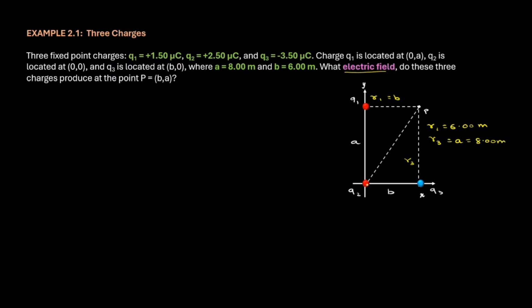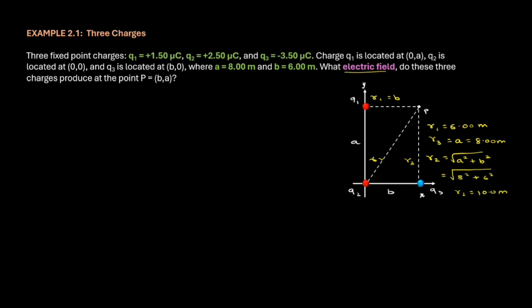Distance of charge 2 from point P will be R2, and R2 you can find by using Pythagorean theorem. So I will write R2 to be equal to square root A squared plus B squared, which will be equal to square root 8 squared plus 6 squared, and that gives me R2 to be equal to 10 meter.